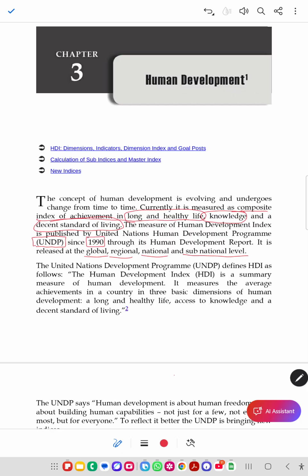The United Nations Development Program defined HDI as follows. The Human Development Index is a summary measure of human development. It measures average achievements in a country in three basic dimensions of human development: a long and healthy life, access to knowledge, and a decent standard of living.